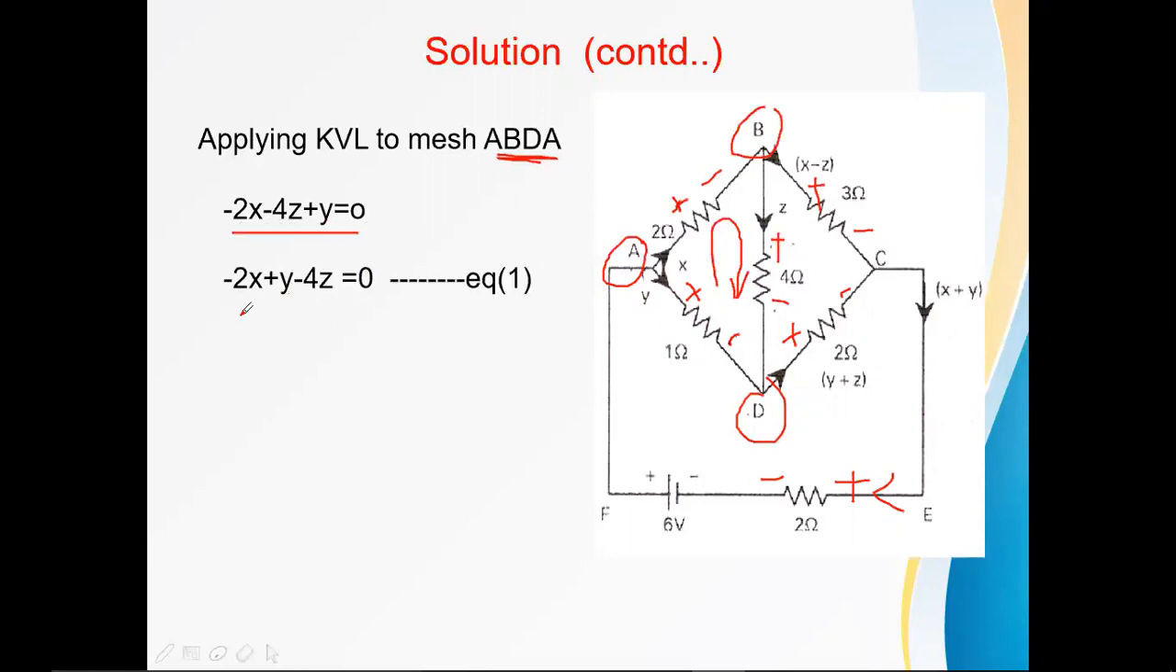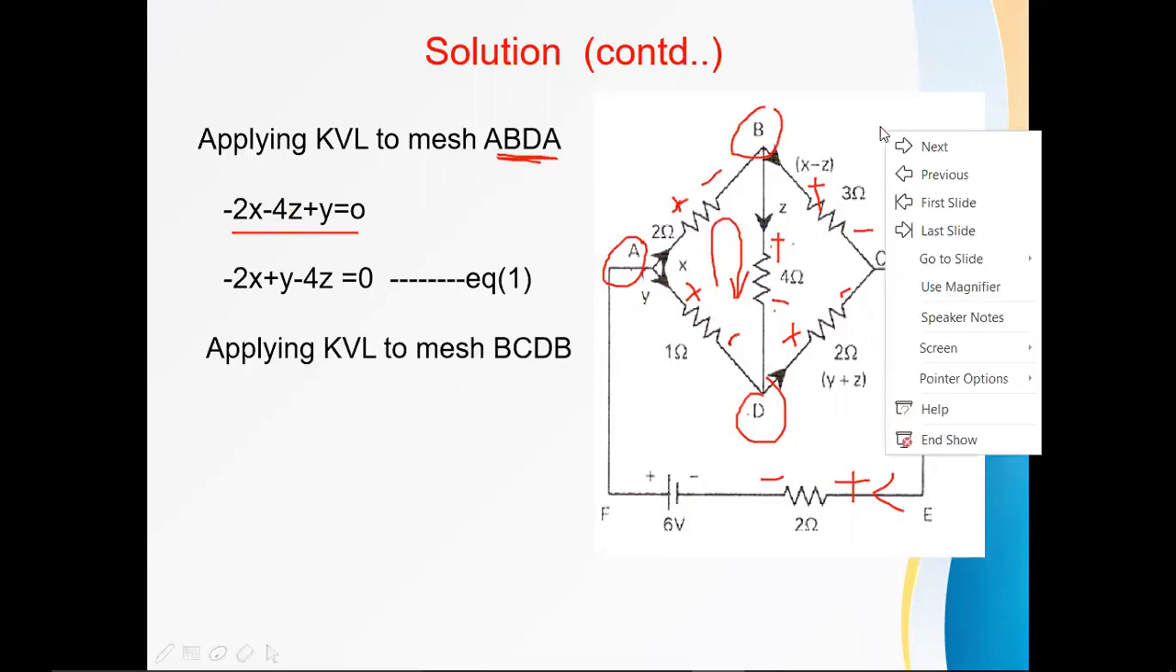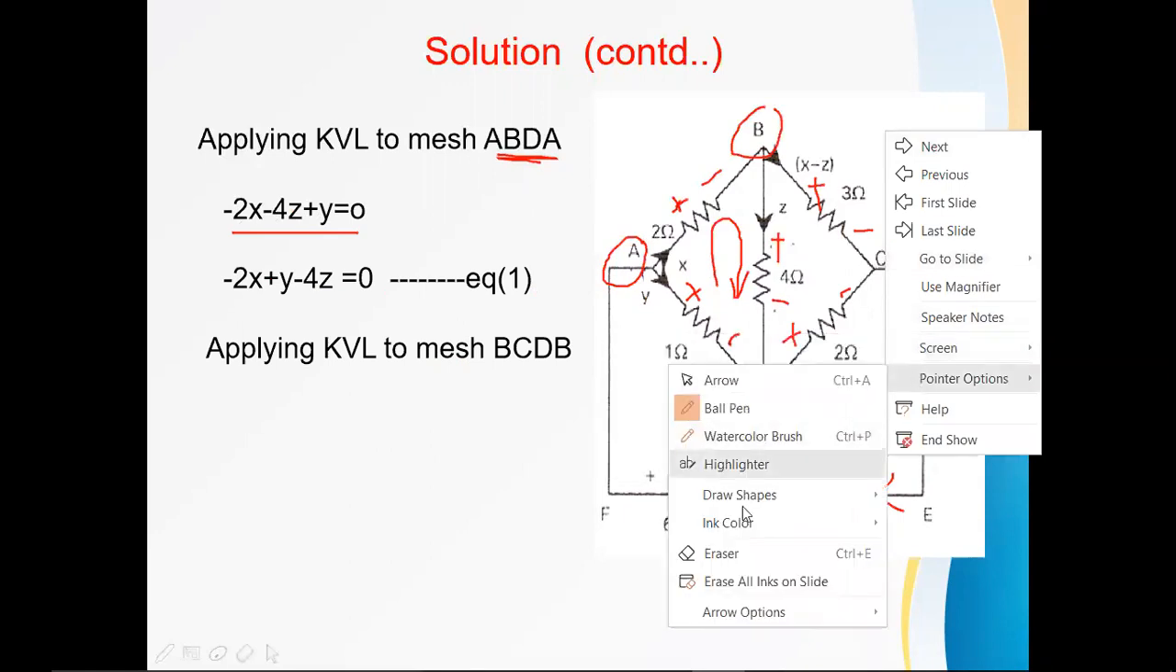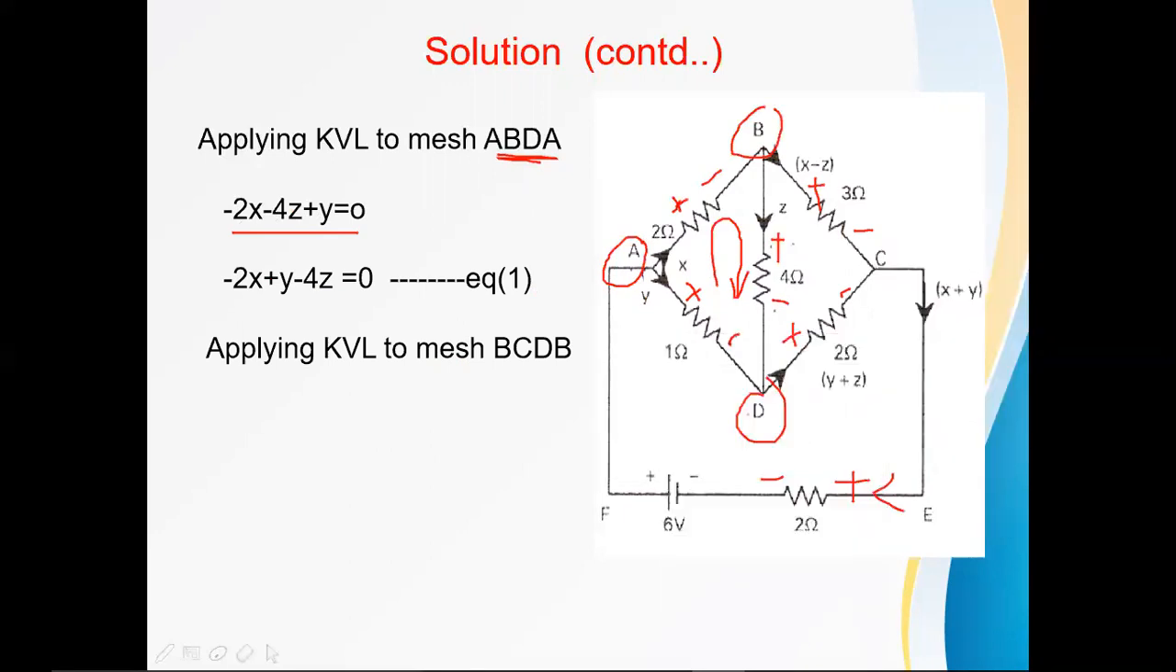Next, I am going to rewrite this equation in terms of X, Y, Z in chronological order. Next, apply the loop equation for BCDBA. Let me change my marker color, then you can understand very easily.